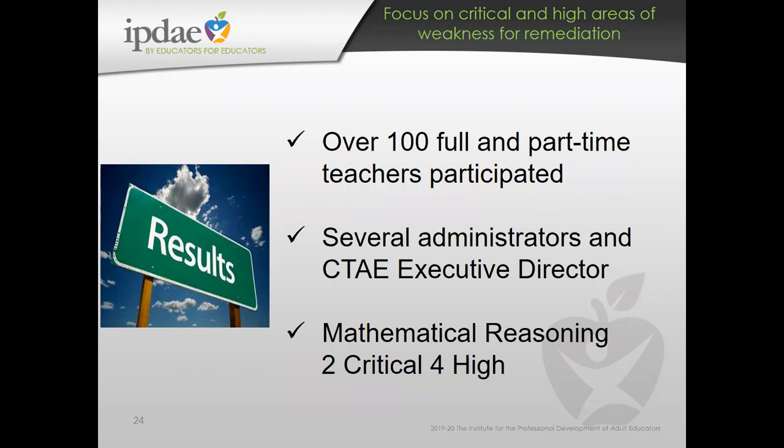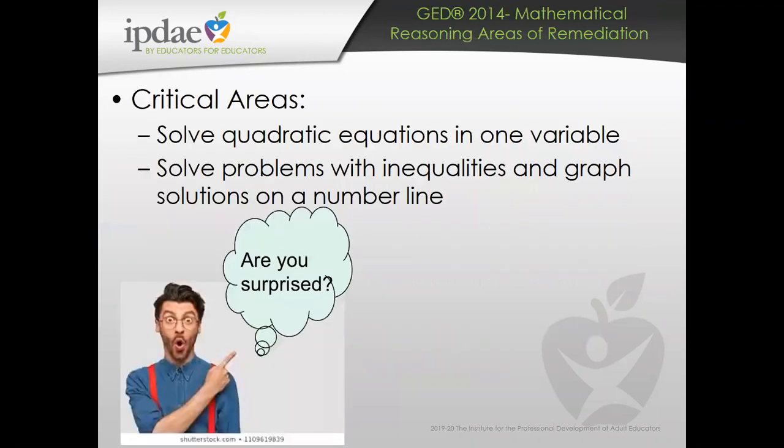We did have over 100 teachers participate, several administrators, as I mentioned, and the CTA executive director took it, and he actually published his scores. In mathematical reasoning, we had 2 critical areas of need and 4 high. So that was the biggest one that we really needed to focus our professional development in. Just in the interest of sharing, our critical and high areas in mathematical reasoning were the first areas we addressed in our PD plan, and we did that very quickly.